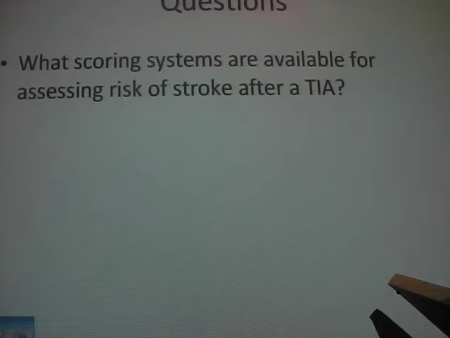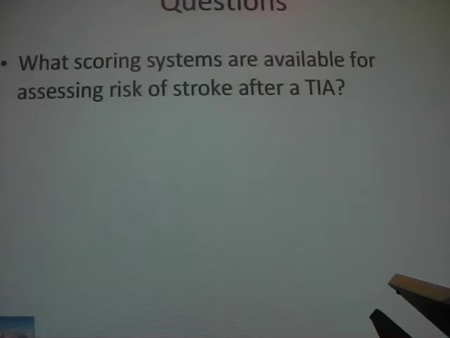Okay. So, what scoring systems are available for assessing the risk of stroke after TIA? ABCD2. Yeah, very good. So what's the ABCD2? What is A for? Age. And what's the age? 60, isn't it? 60, yeah. B. Blood pressure. What are the blood pressure parameters? Yep. So systolic greater than 140, diastolic greater than 90.